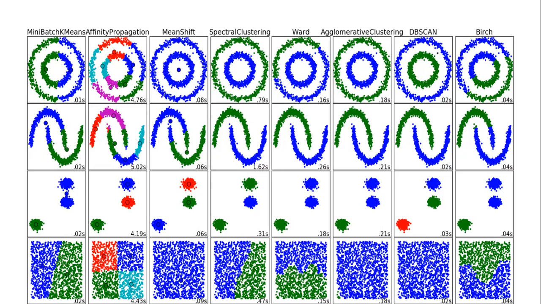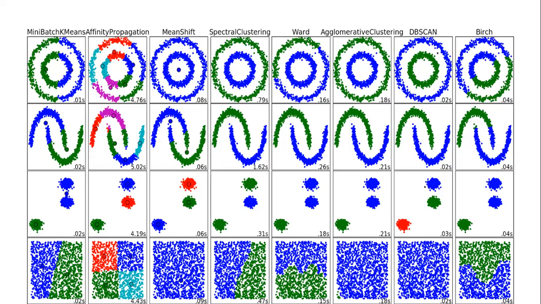This is a comparison between different algorithms: affinity propagation, mini batch, and so on. In this, just try to understand that the outputs of different algorithms are different. The BIRCH method is not common. The time is also written here. Spectral clustering takes the most time. So you can see the difference between all of these.